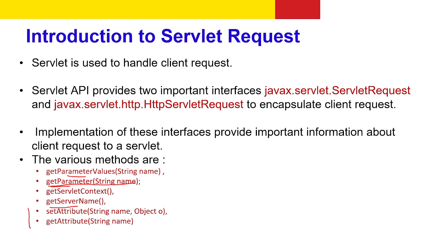If I want to pass some data from one servlet to another servlet, then we need to use these methods, setAttribute and getAttribute. They are used to pass the data from one servlet to another. From an HTML file to a servlet, we use getParameter. For two servlets, if I want to pass data from one servlet to another, I'll be using these two methods, setAttribute and getAttribute. We'll do that today.